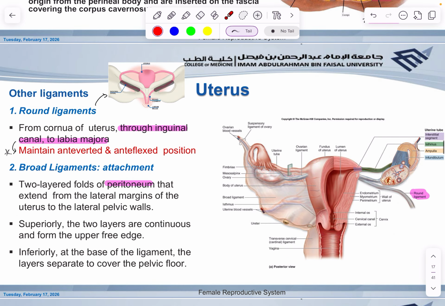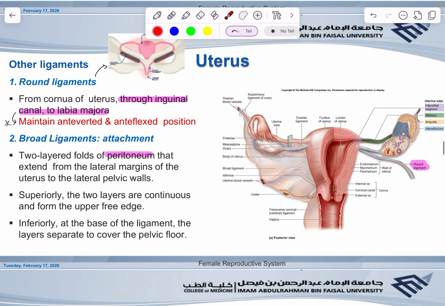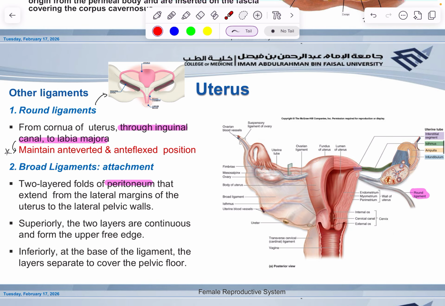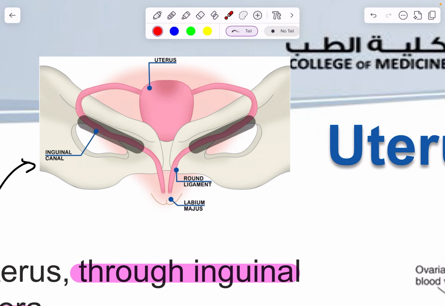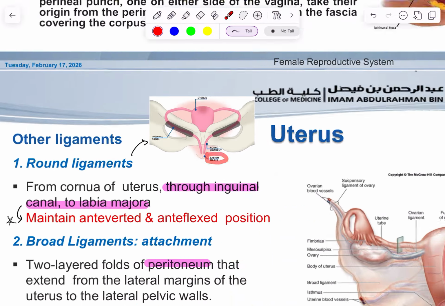طيب بالنسبة ل other ligaments زي ما ذكرنا the round ligament اللي هي هذه is going to be important because it maintains the position of the uterus. فهذه حتثبت اليوترس within the pelvic cavity و it runs through the inguinal canal. فهنا عندنا the round ligament. All of this is the round ligament. It's going to go through the inguinal canal وبعدين it's going to attach to the labia majora.